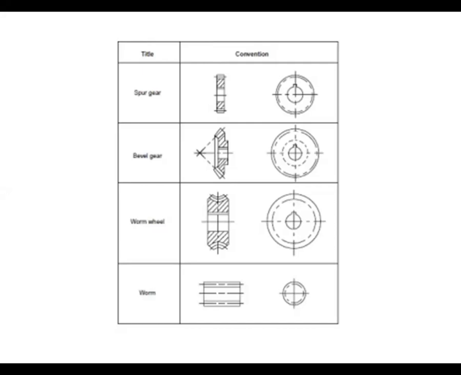We have studied the conventional representation for material. We have studied conventional representation for different springs, cup spring, semi-elliptical leaf spring, etc. Then how to represent threads, internal and external threads. Now in this lecture, see the representation of spur gear.